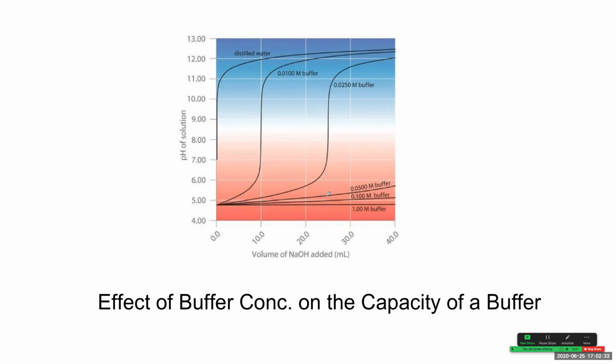In these other 3 curves, even at higher concentrations of buffer, 0.05 molar, 0.1 molar, and 1 molar, as we added the sodium hydroxide, the buffer capacity was never exceeded. So in these higher concentrations of buffer, the pH stayed pretty constant all the way up to 40 mLs of added sodium hydroxide. That's pretty good. That's what buffer capacity means, and that's what buffer capacity does.